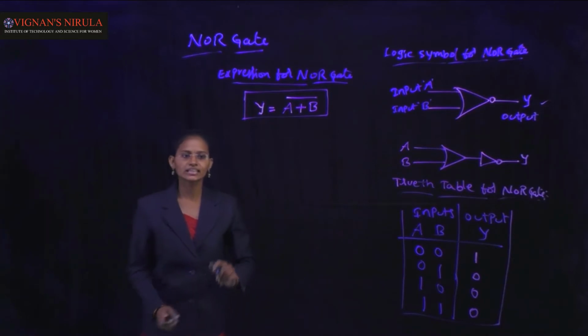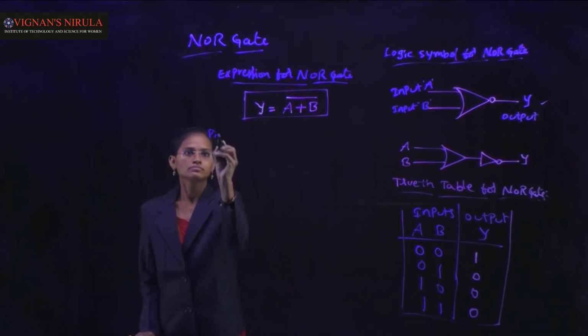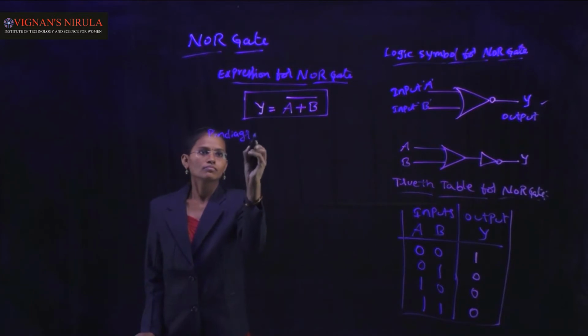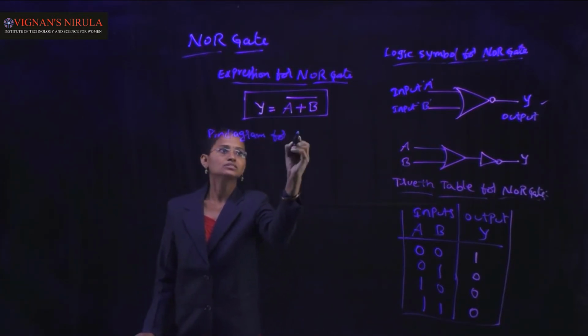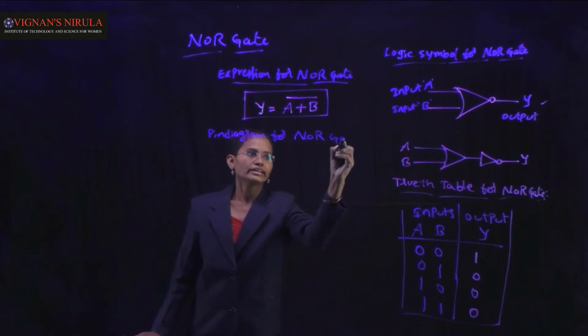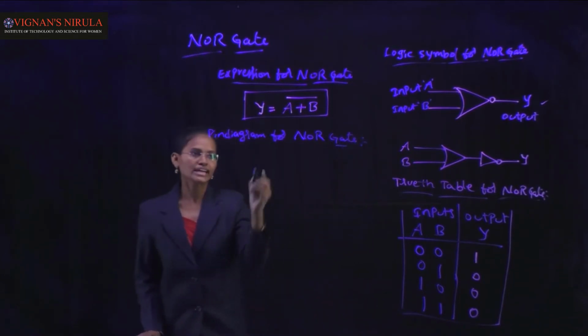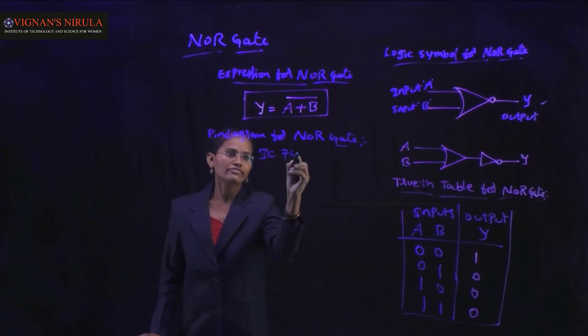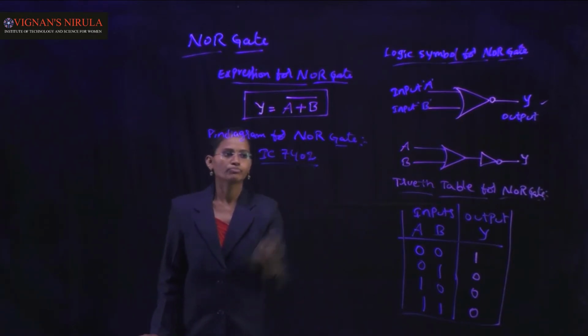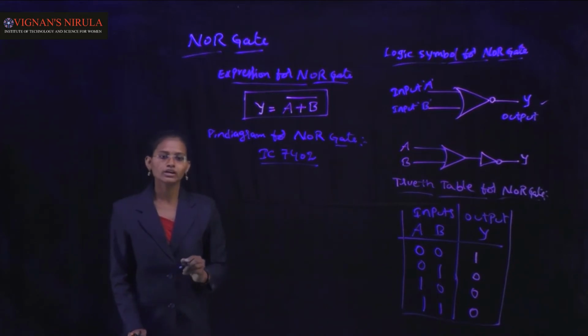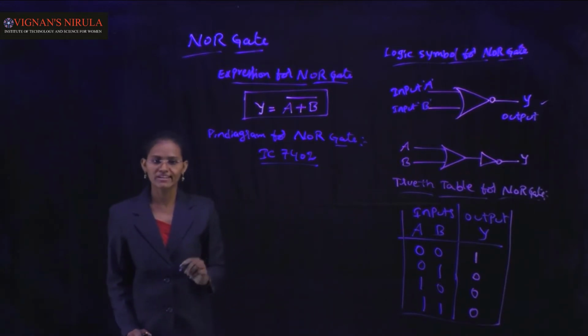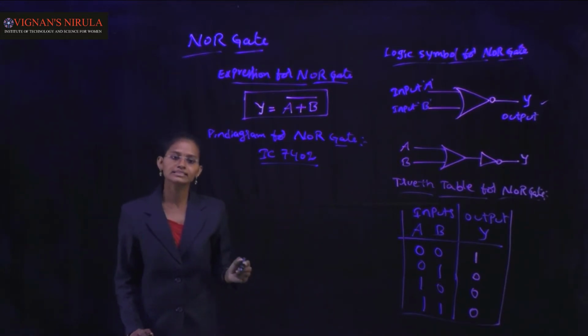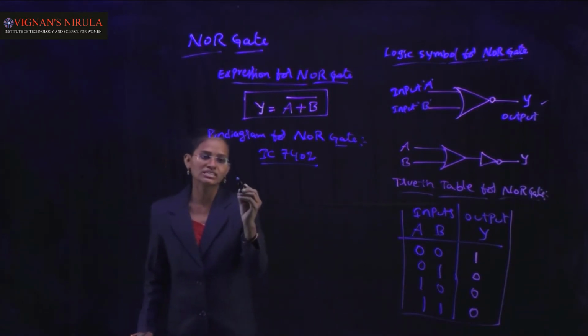Okay, and next see the pin diagram for NOR gate by using IC 7402. Okay, in this pin diagram we are using the 14 pins. This one also is a dual in-line package. One side is 7 pins and another side is the remaining 7 pins. Here 7th pin is connected to the ground and 14th pin is connected to the power supply, that is VCC.